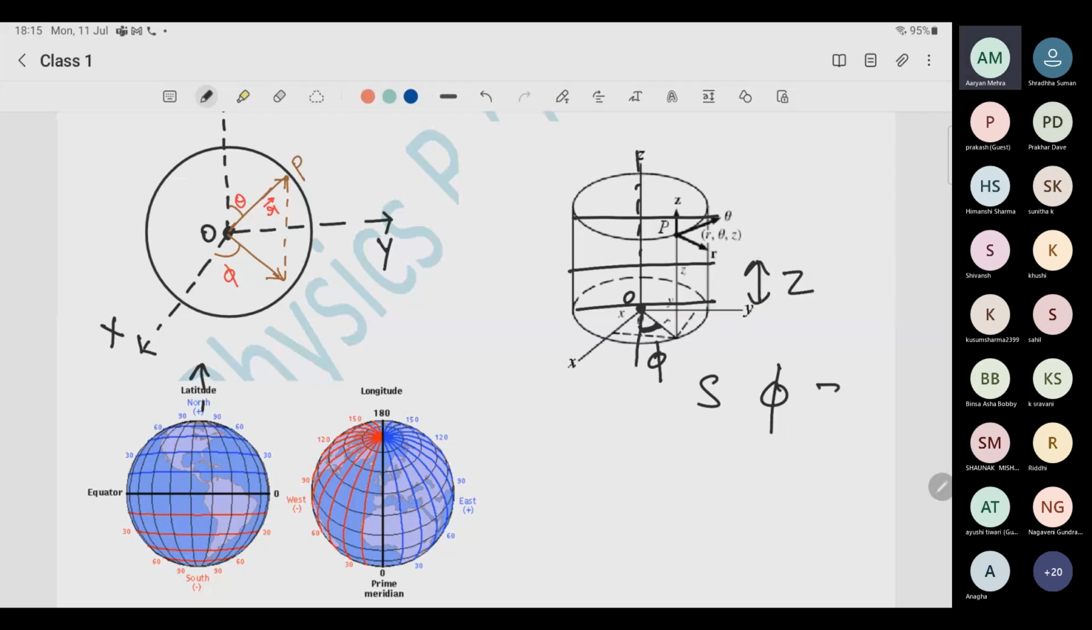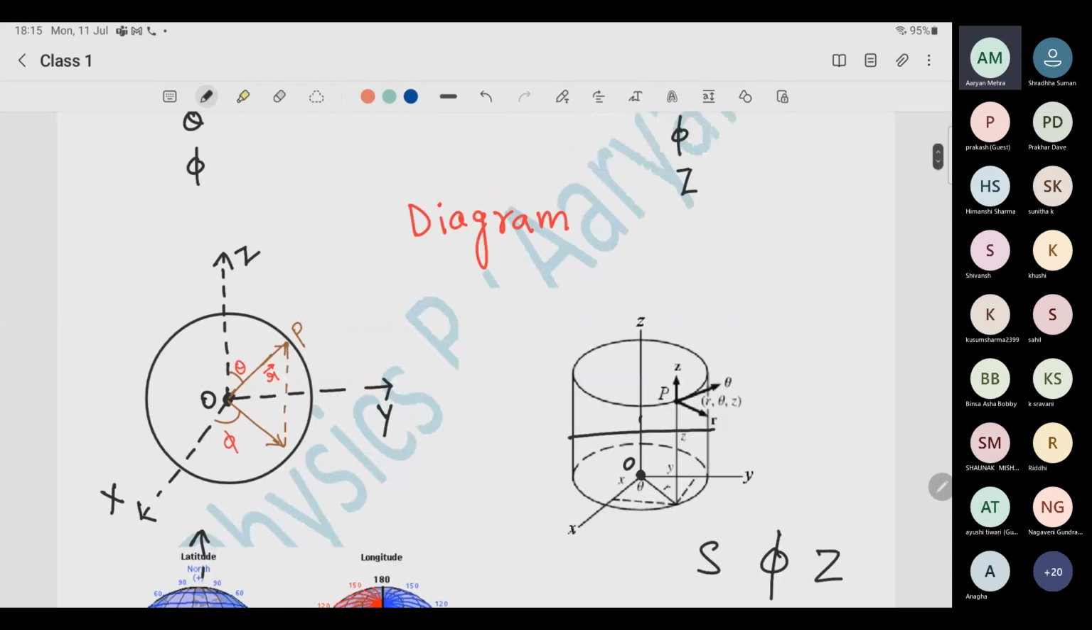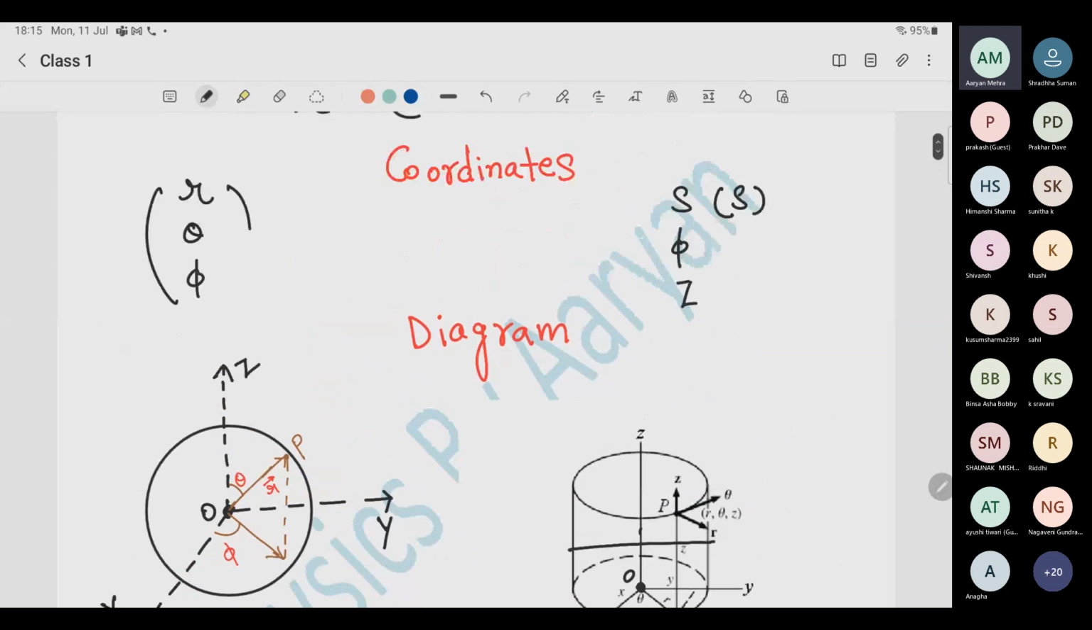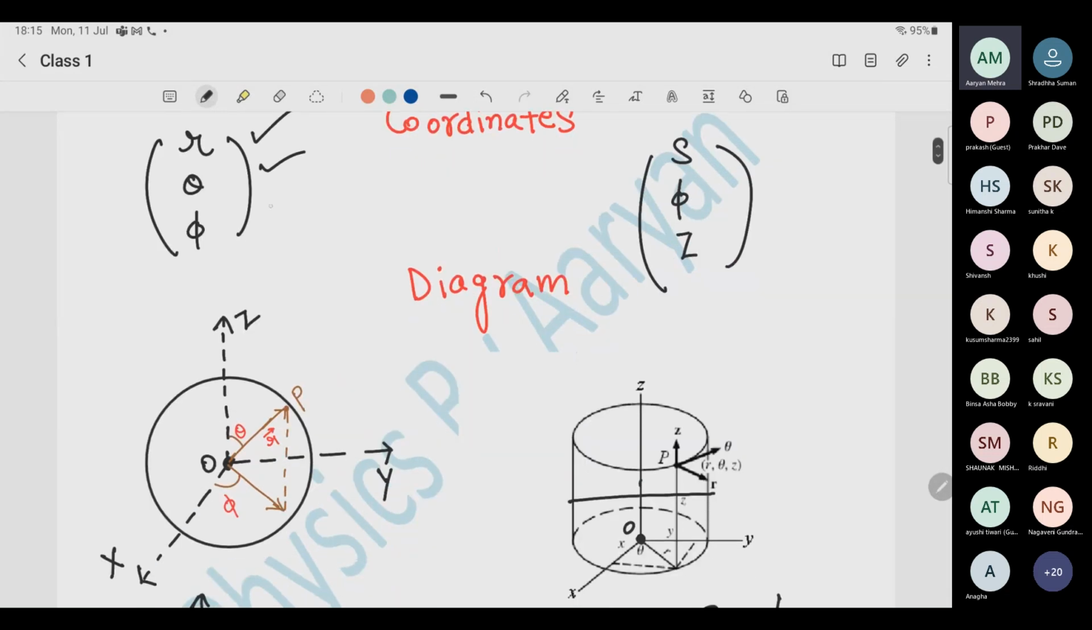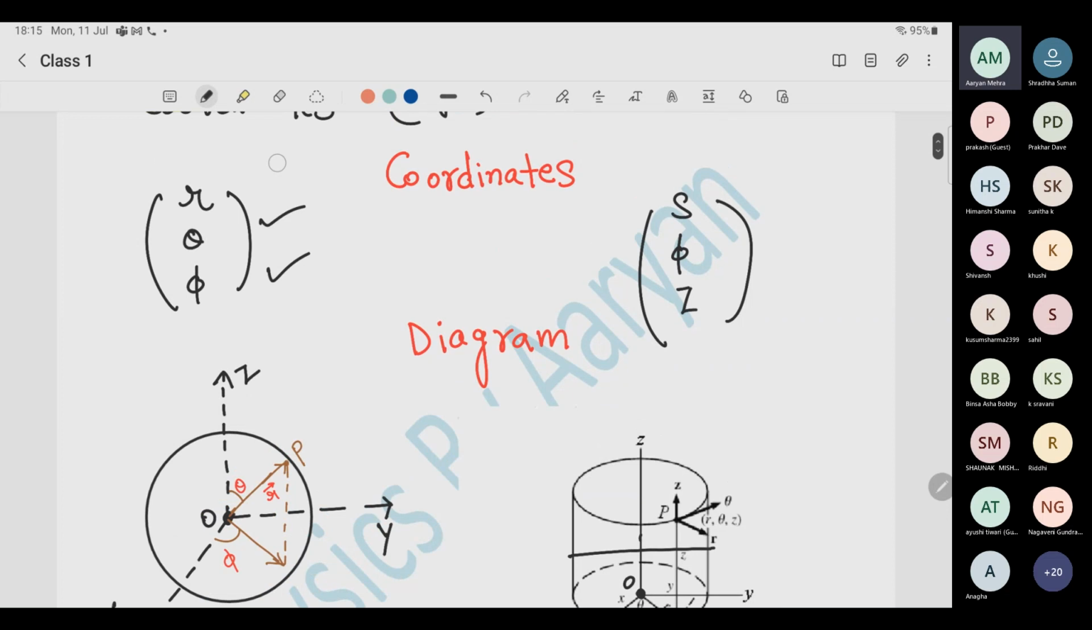So these three things, S, phi and Z, you need to define the point in the cylindrical coordinate system, and in a sphere you need r, theta and phi. Okay, r is the distance from the origin, theta is the angle the r vector makes with the z axis, and phi is the angle which the projection of the r vector makes with the x axis. We can also define it in terms of latitude and longitude.